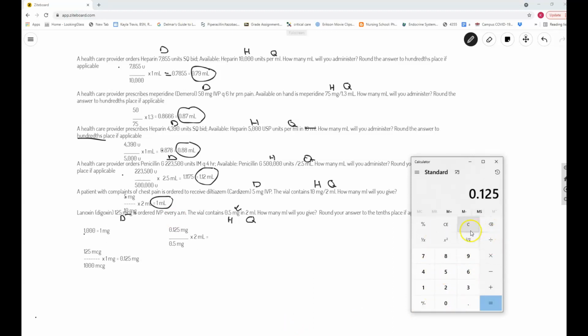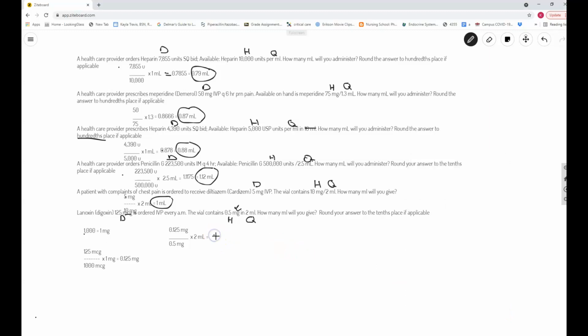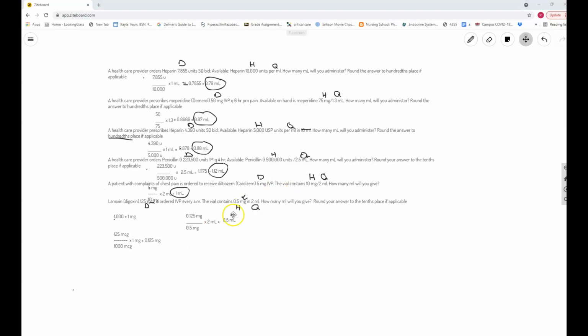0.125 divided by 0.5 times 2. I'm going to give 0.5 milliliters. So my answer is 0.5 milliliters. So this is an example of how I set up my problems, desired over have times quantity, and how I read my questions to give me the amount I'm going to give my patient.